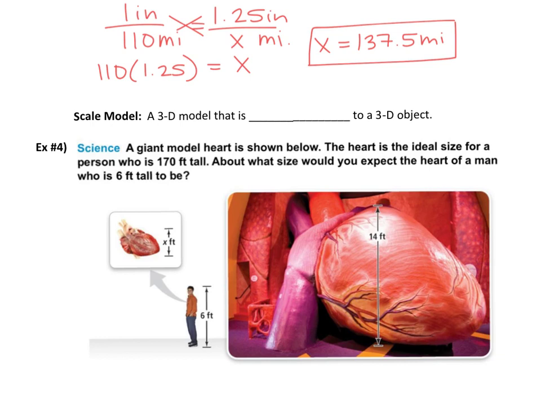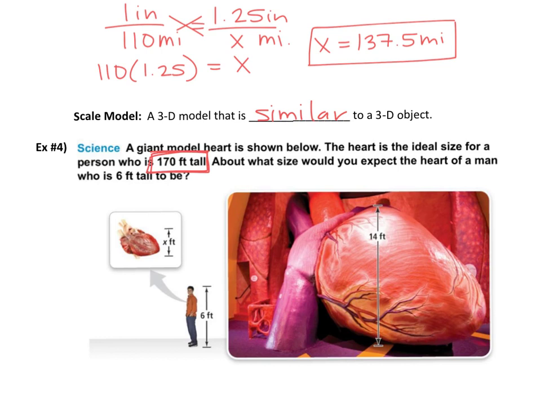Last one. This one, we're doing a scale model. This is so very similar. The only difference is your figure is 3-dimensional now, okay? So it's a 3D model that is still similar to some 3D object. So for instance, if we had a giant model heart, like the one you see here, it says the heart is the ideal size for a person who is 170 feet tall. So they made this model heart.